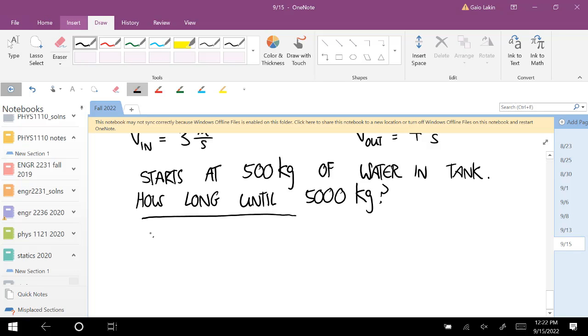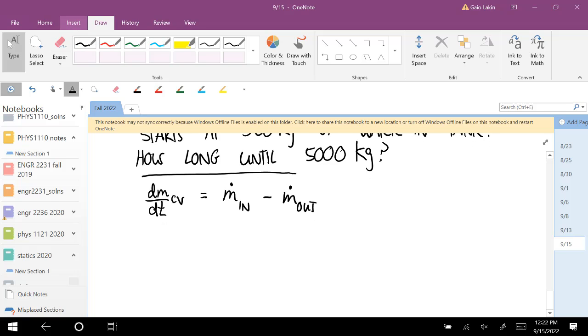Okay, well, we have dm/dt for the control volume is equal to the mass flow rate in minus the mass flow rate out. And we can rewrite this since we know the volume, the specific volume, the speed of the liquid, and the area of the aperture.